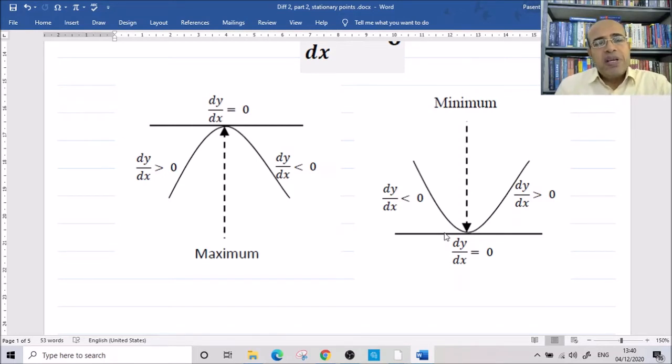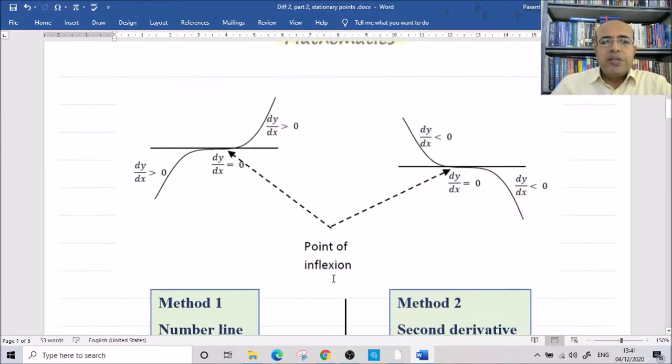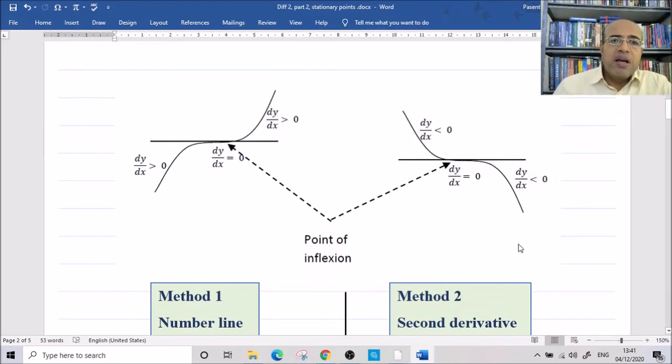When is the point a minimum, صغرى? If the gradient before the point is negative and the gradient after the point is positive. When is the point an inflection? If the gradient before the point is positive and after the point is positive, but at the point it is 0. Or the gradient before the point is negative and after the point is negative.